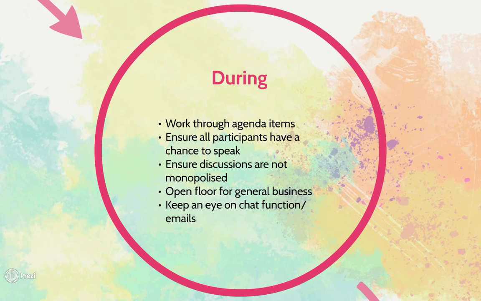So then we come to during the meeting. We are working through each of those items listed on the agenda, ensuring that all participants have a chance to speak, making sure that discussions are not monopolised. So those are the job of the chair, keeping an eye on that discussion and controlling where that's going. Once you've been through all of those different points, you can open the floor for general business as well, in case anything has been missed.